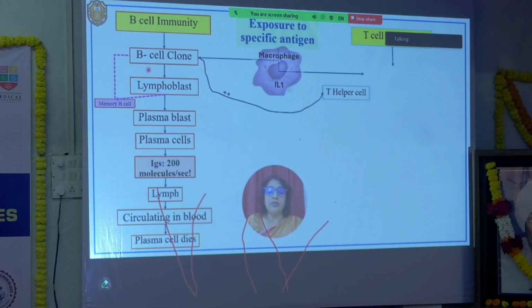The example of these long-lived plasma cells is that it provides a lifelong immunity against infectious diseases like measles and smallpox. Now coming to T cell.